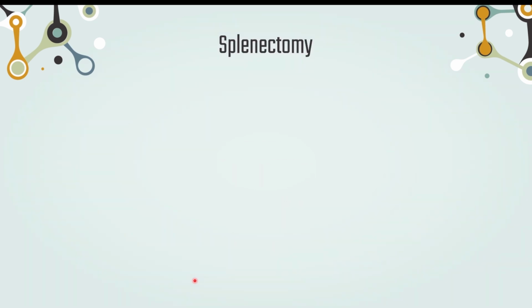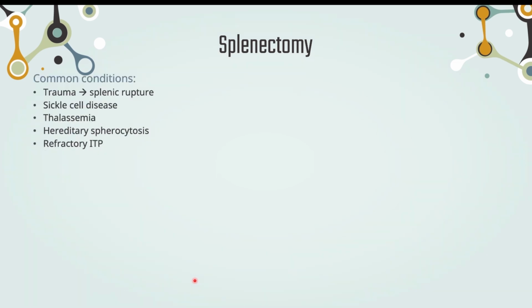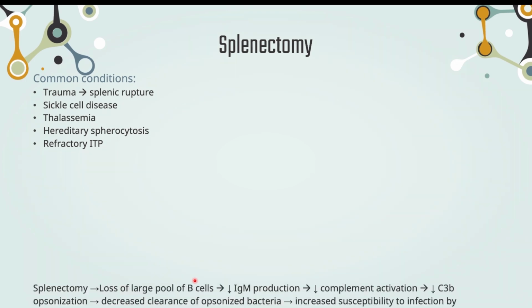Now, splenectomy. This is super high yield from an exam point of view because you'll get a lot of questions about splenectomy. So the most common conditions for splenectomy are trauma, sickle cell disease, thalassemia, hereditary spherocytosis, and refractory ITP. We won't be going into detail about the absolute indications and these diseases because it's not the scope of this video, all right? So these are just common conditions where splenectomy is necessary.